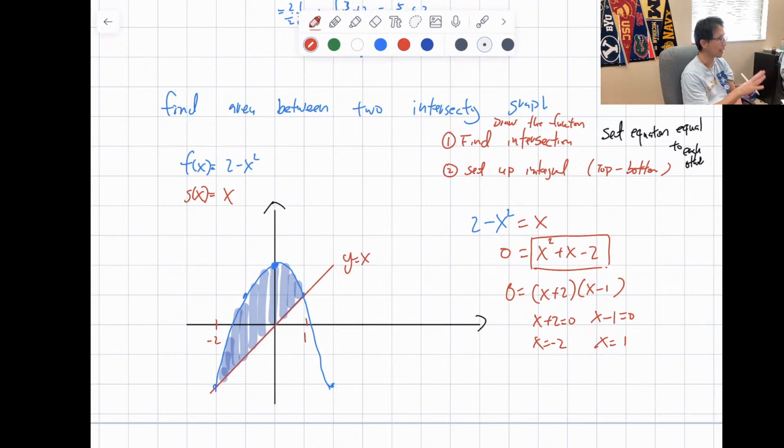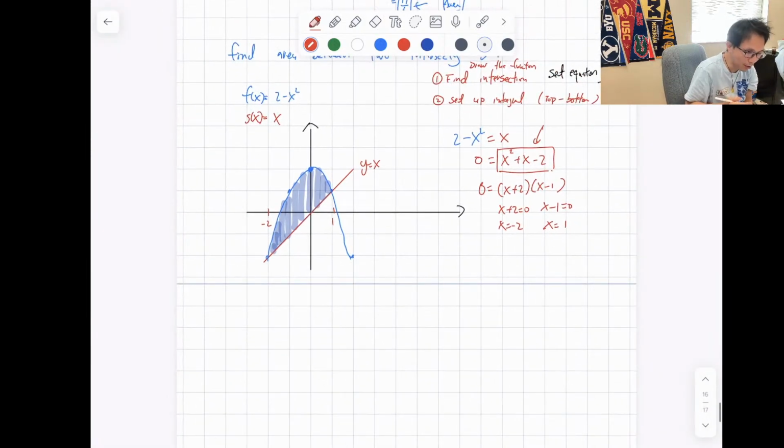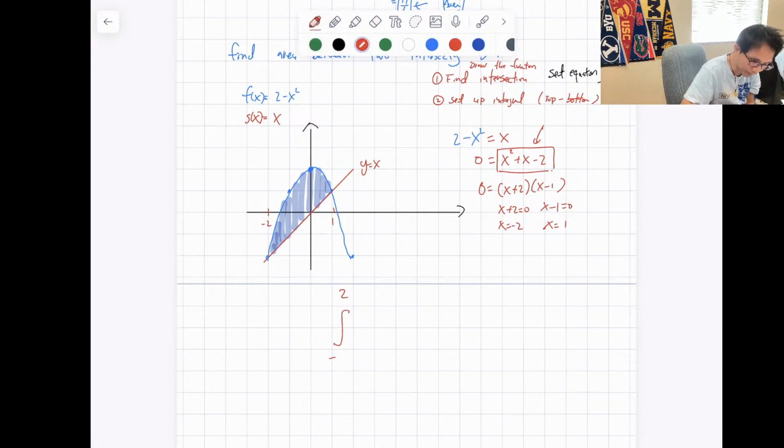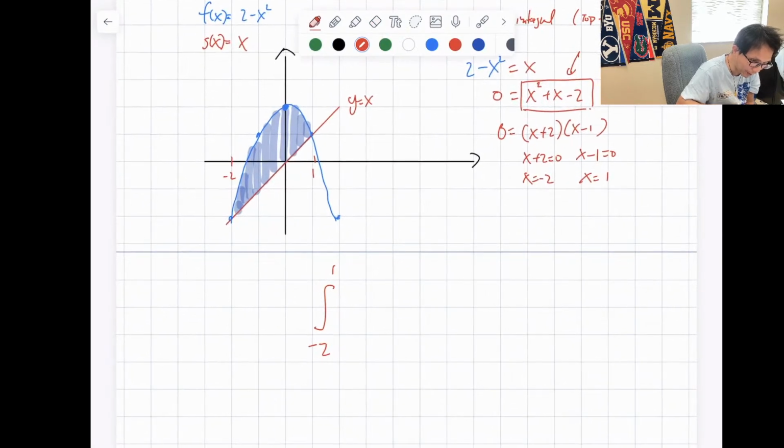So we talk about some SAT strategy. Always set the equation equal to 0, then graph that equation without the 0. You don't graph the equal to 0. Does that make sense? Once you do that, you find out what the x-intercepts are. Then just set up the integral from negative 2 to 1.